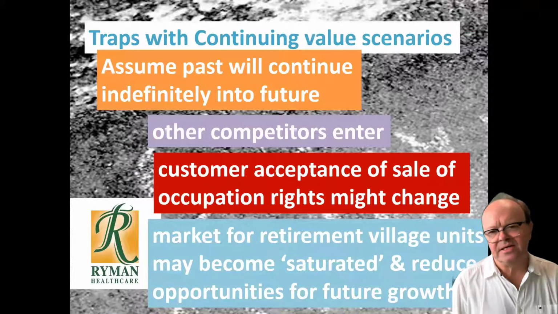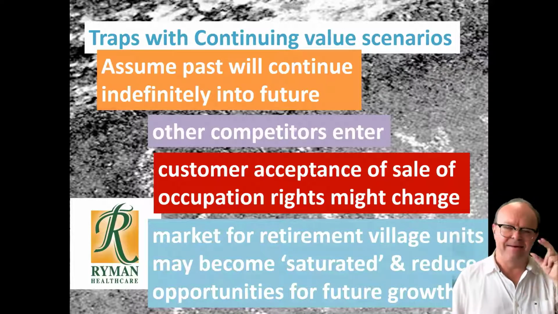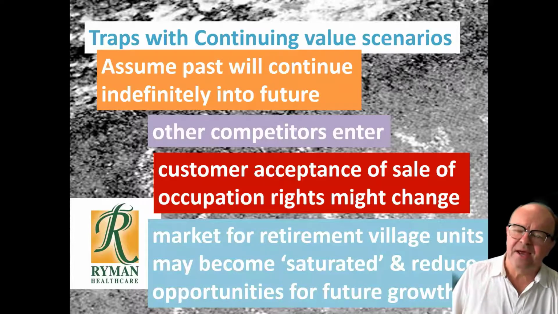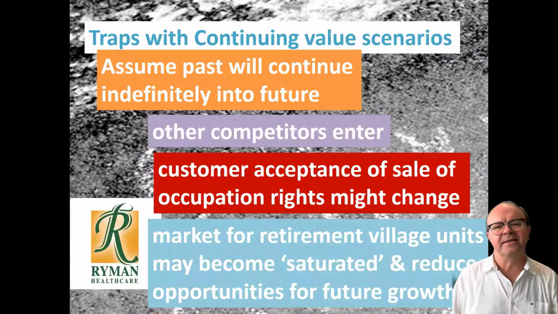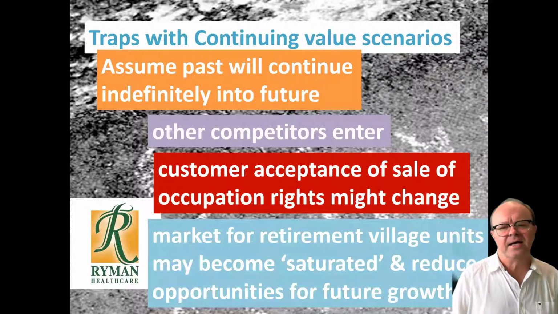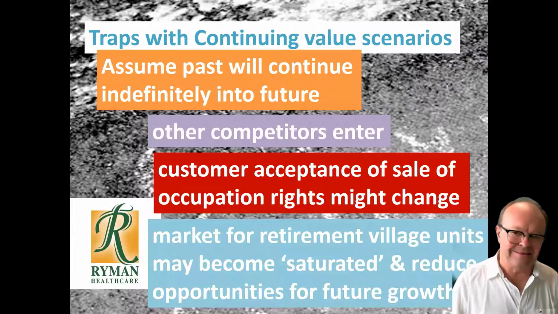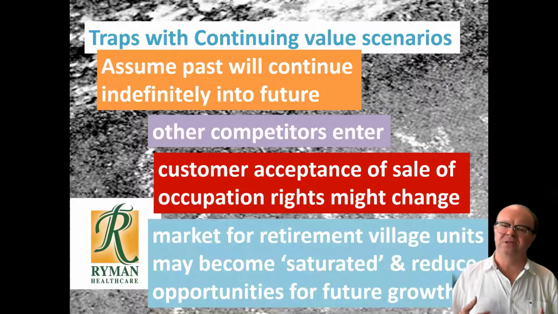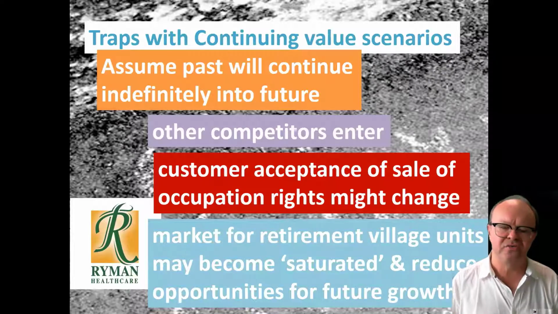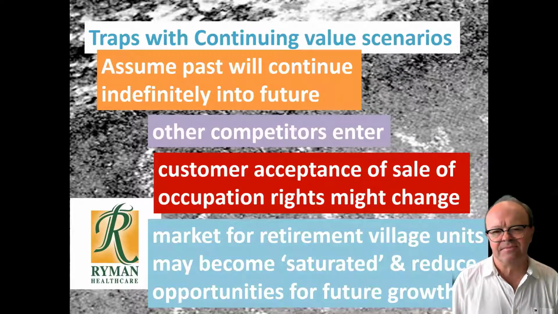Now, there are traps with continuing value scenarios. We can assume the past will continue indefinitely into the future. So for Ryman Healthcare, for example, and for all our firms, that's probably unlikely to occur. You can expect other competitors to enter, and that is happening in their markets, and to have increasing competition. Customer acceptance of the sale of occupation rights might change. Ryman Healthcare doesn't sell the units themselves to people, it just sells a lifelong lease or occupation rights. And there may come a time where that's not acceptable to customers.